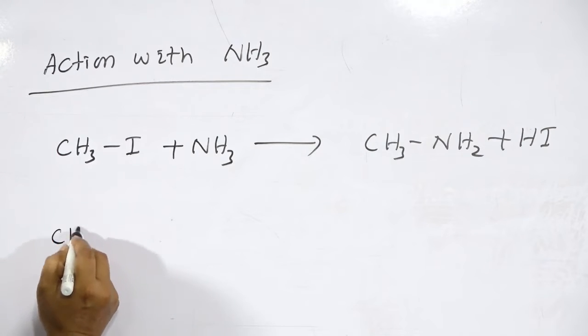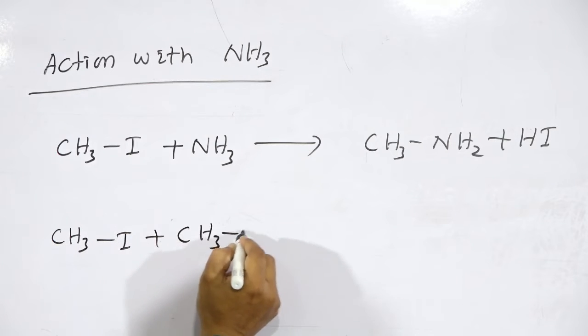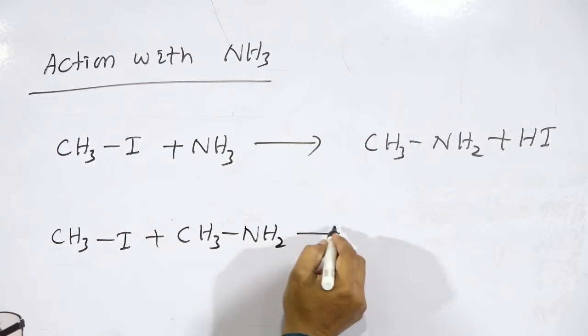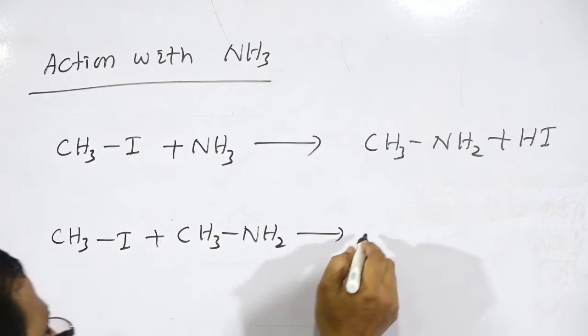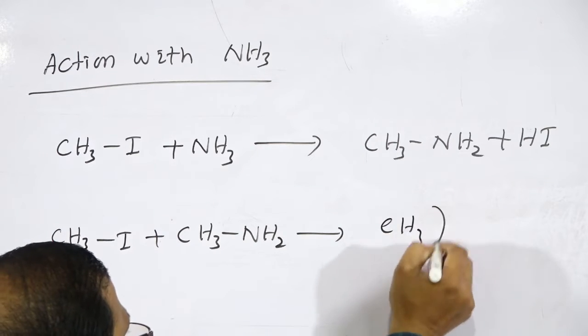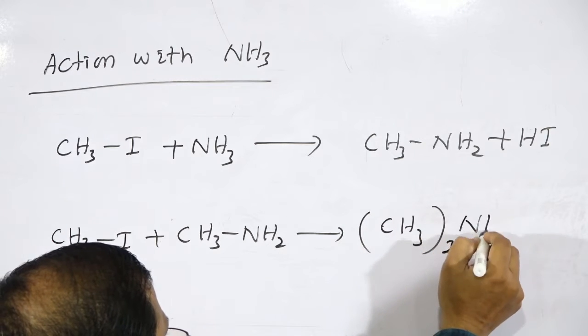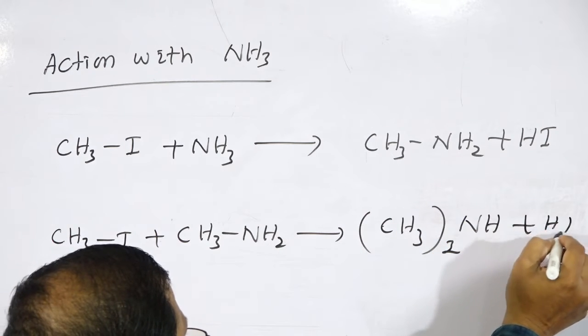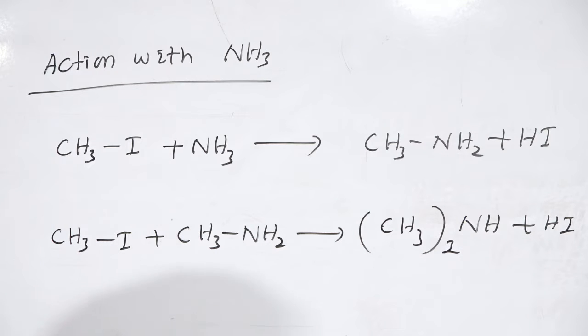Again, CH3I reacts with the primary amine CH3NH2. If you have taken an excess amount of this alkyl halide, then there is the formation of (CH3)2NH plus HI. There is the formation of the secondary amine.